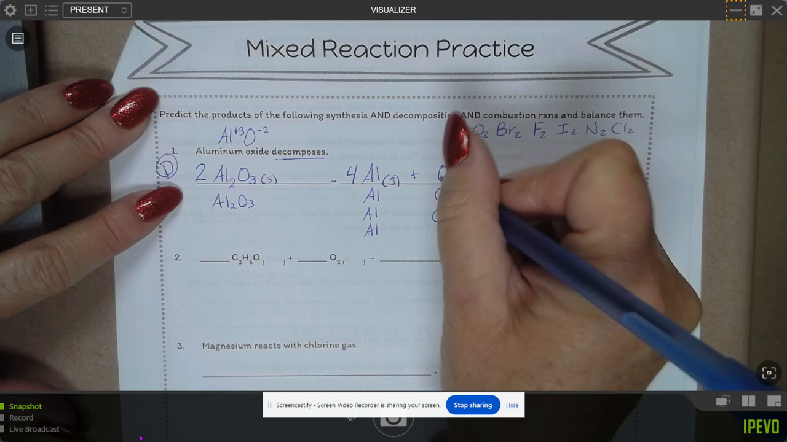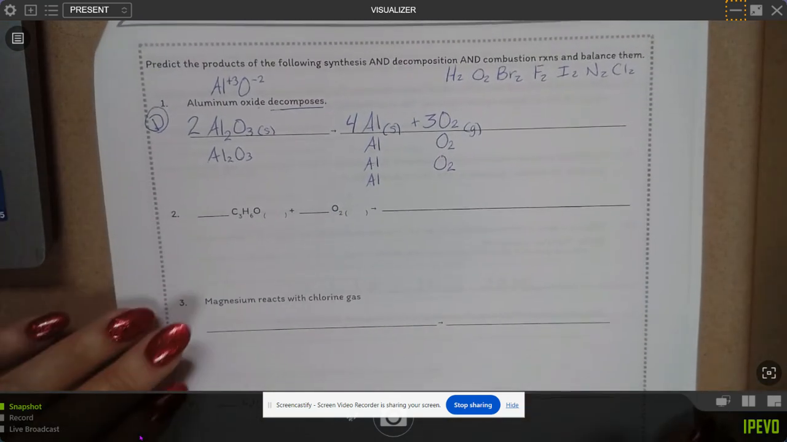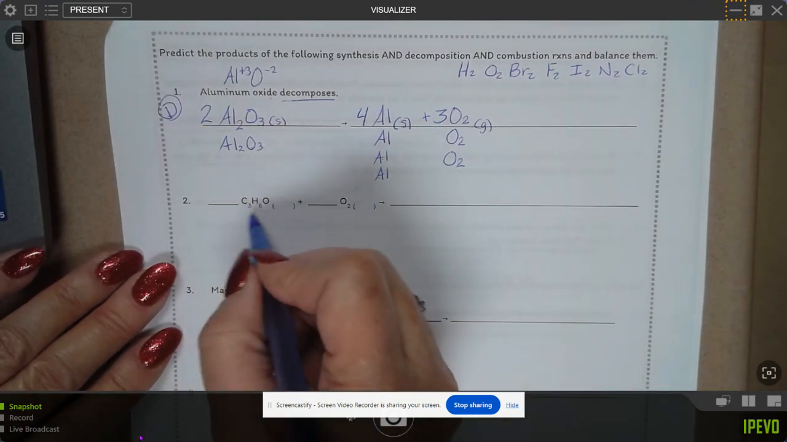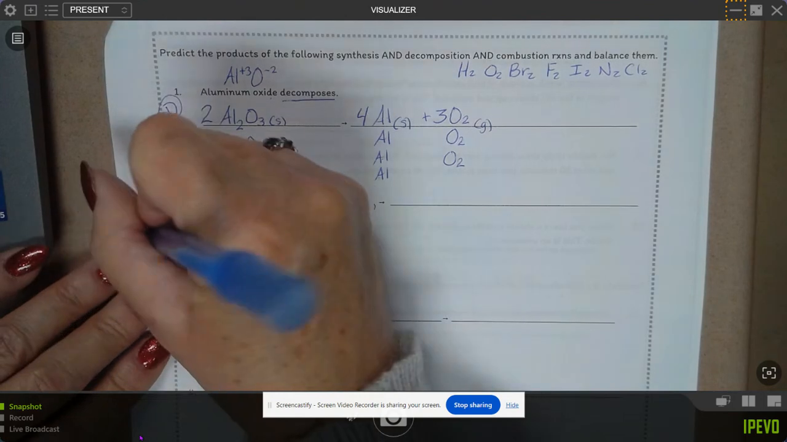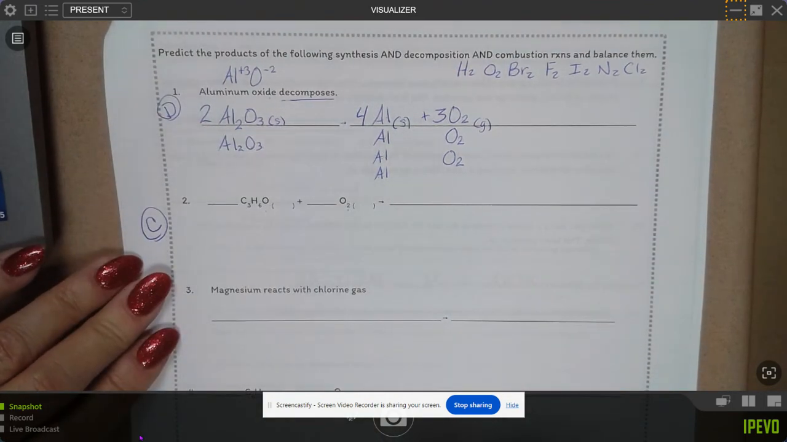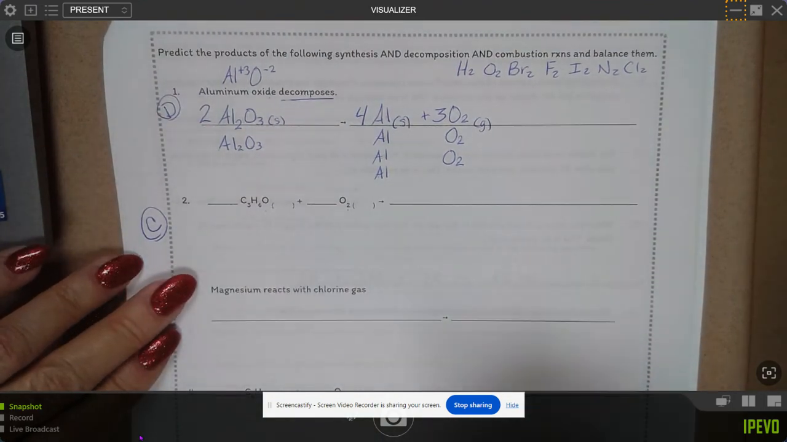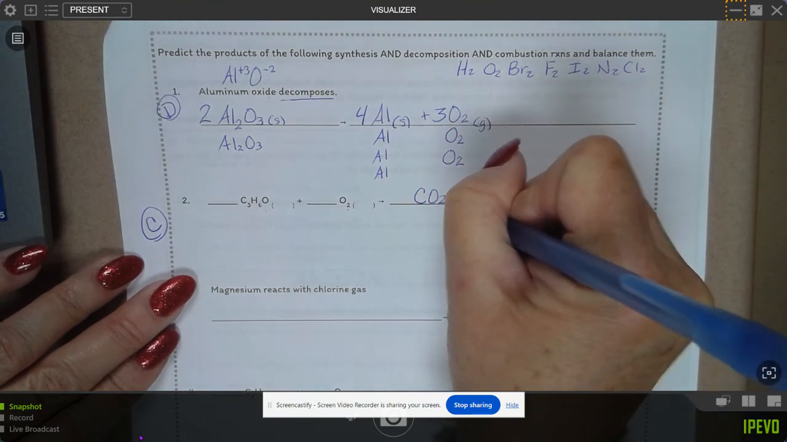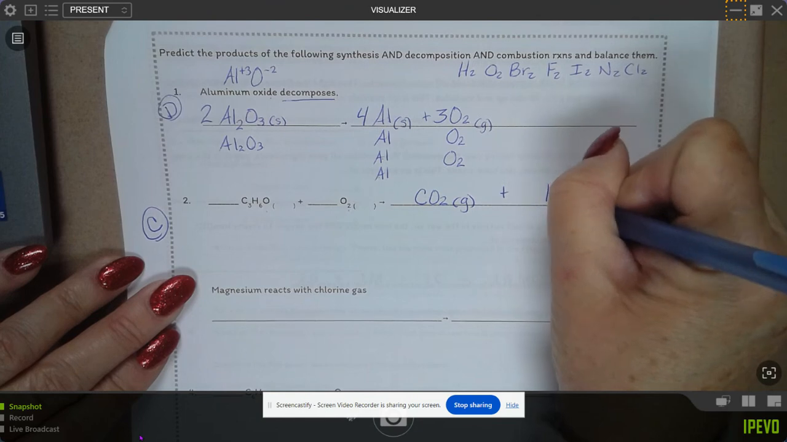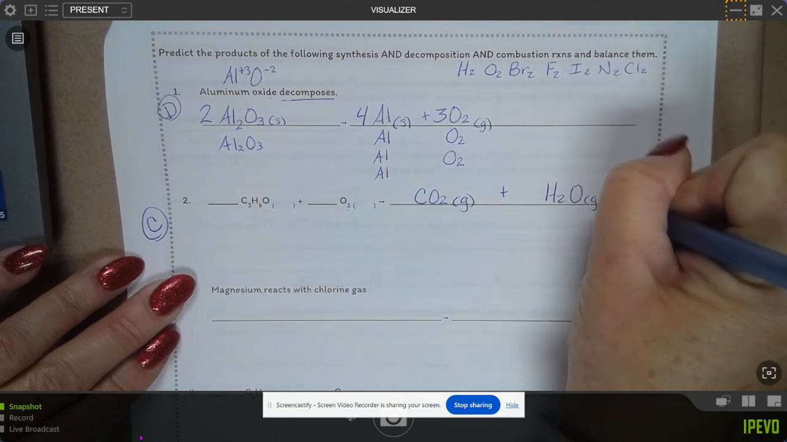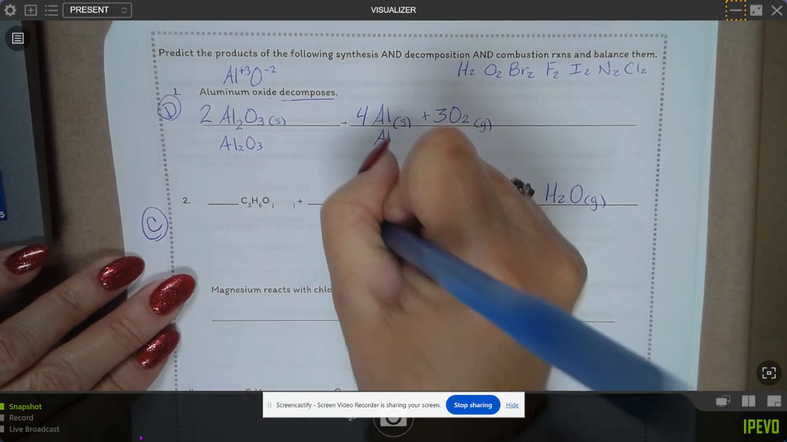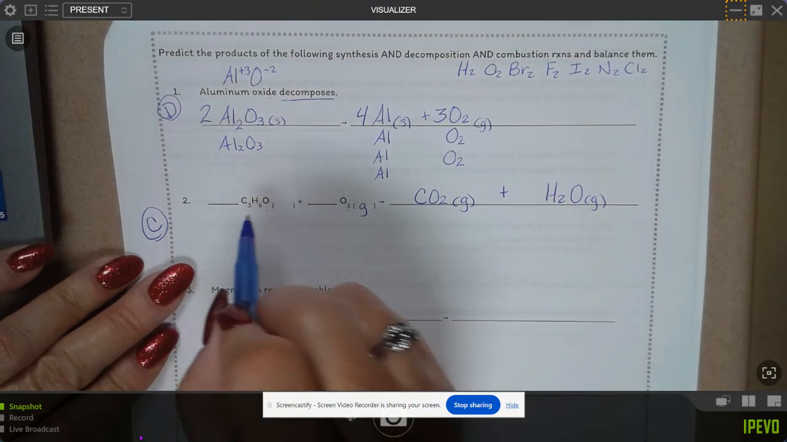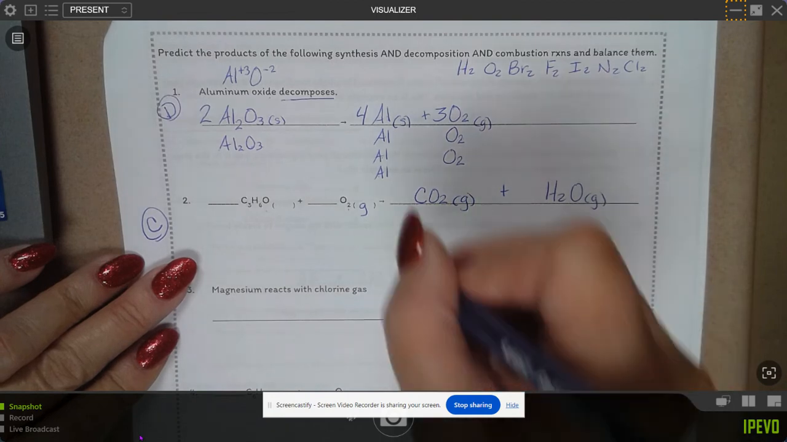All right. Up next, we have C3H6O. This is a hydrocarbon reacting with oxygen, so this is going to be a combustion reaction. The nice thing about combustion reactions is the products are always the same: carbon dioxide and water. Oxygen's a gas. I told you you don't have to worry about solid, liquid, gas for this compound; I would have to tell you that. All right, so then we need to balance this.